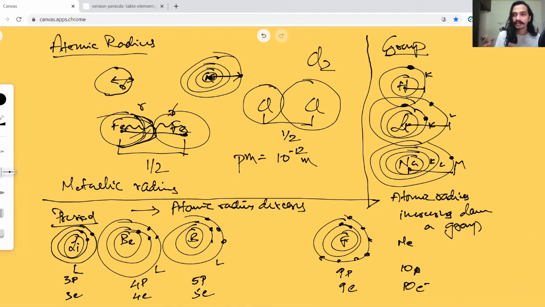Now, why this makes a difference is, you know that opposite charges attract, right? The protons and electrons will attract each other. So right now we have 3 protons attracting 3 electrons. So we can say that there is some form of attraction between the protons and the electrons. This is what we call nuclear charge.